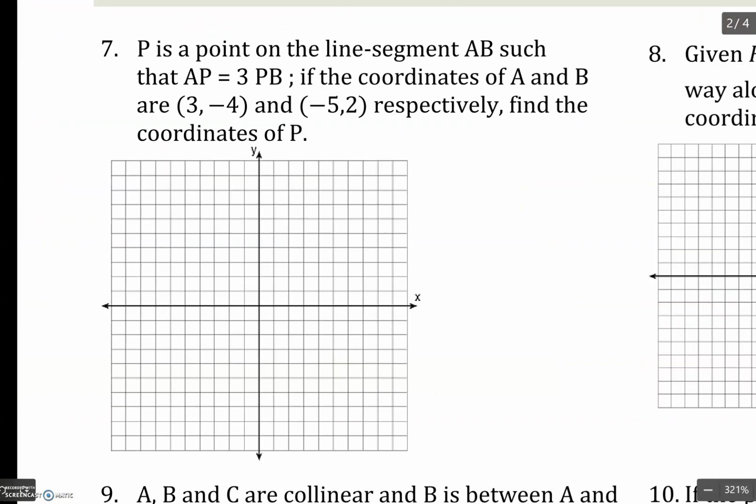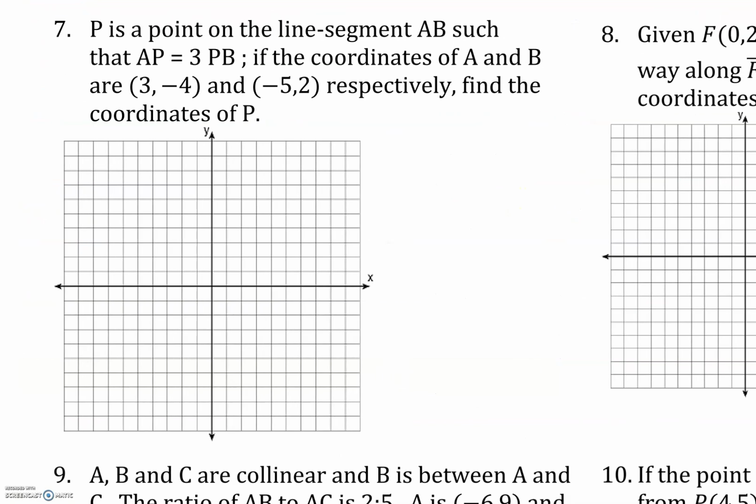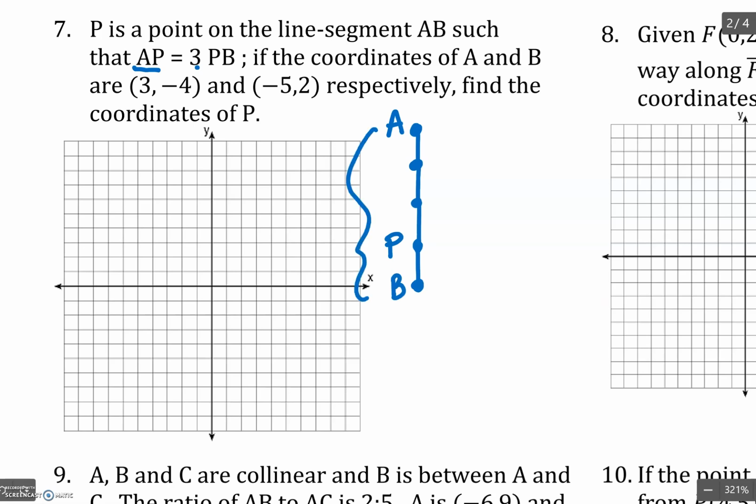Okay. For number 7, point P is on the line segment AB, so that A to P is 3 times P to B. So A to P is equal to 3 times what P to B is. A to P is 3 times bigger than P to B. That means I have a total of 4 segments to divide this into.